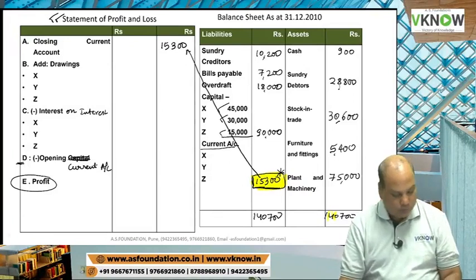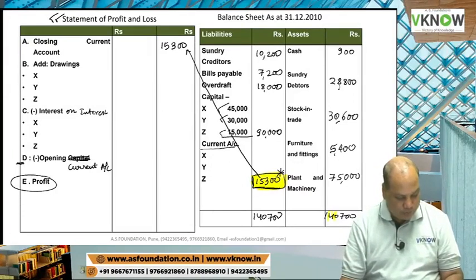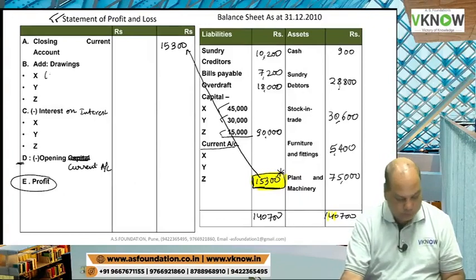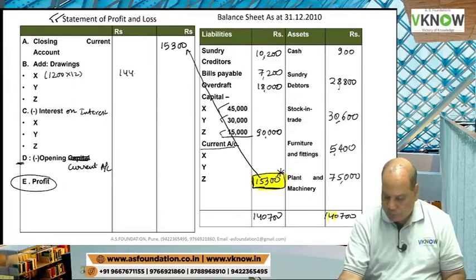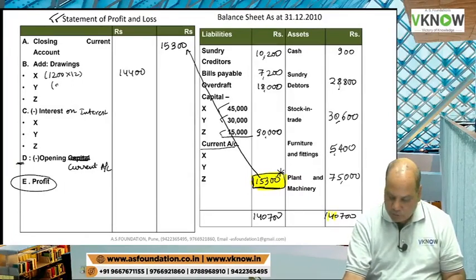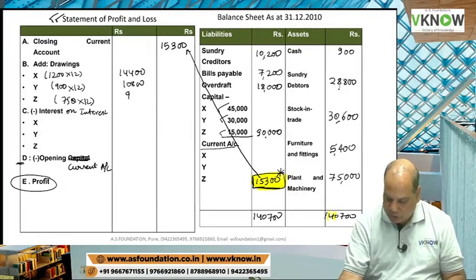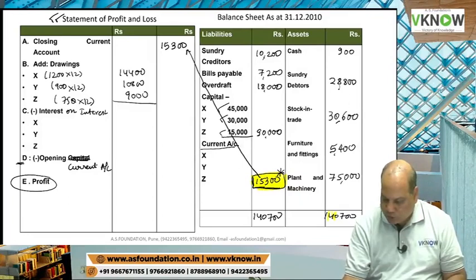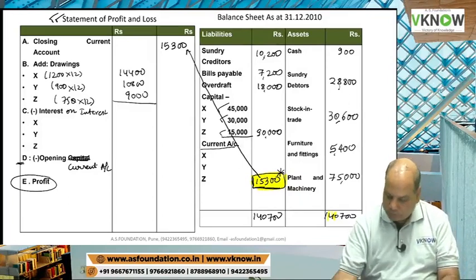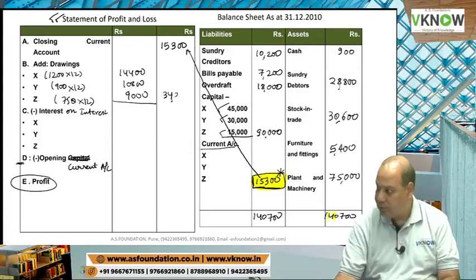Add drawing. Drawing of X is 1,200 into 12, 14,400. 900 into 12, 10,800. And this is 750 into 12, 9,000. So total drawing in the outer column will be 34,200.